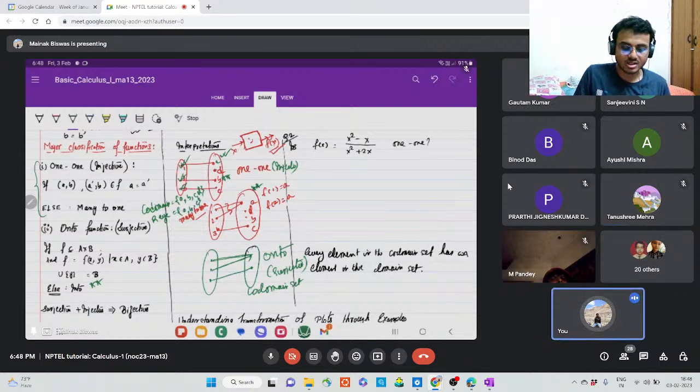So the range is ABC. So to formally state an onto function, range is equal to codomain. And for an into function, what will it be? Range is a subset or superset? Subset. Correct. Subset of the codomain set.